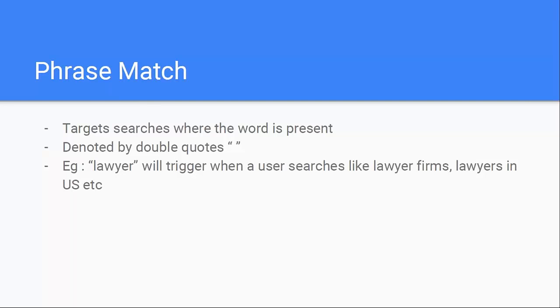Let's talk about phrase match right now. Phrase match targets searches where the phrase is present. It's denoted by double quotes. "Lawyer" in double quotes will trigger when a user searches anything like lawyer firms or lawyers in US, etc. The order is important here. If there was "lawyer firms" in phrase match, it would only trigger for lawyer firms in New York or lawyer firms in US, and not for firms that employ lawyers, because the order is important here.